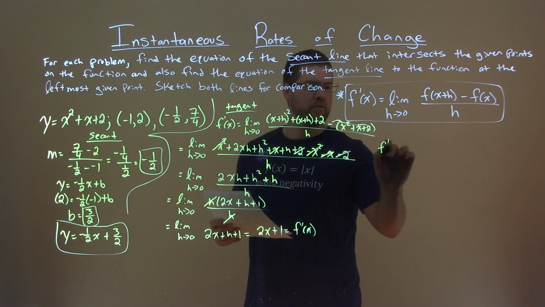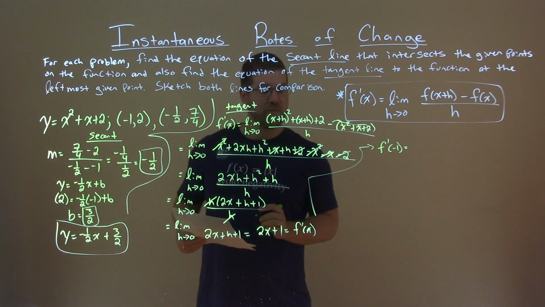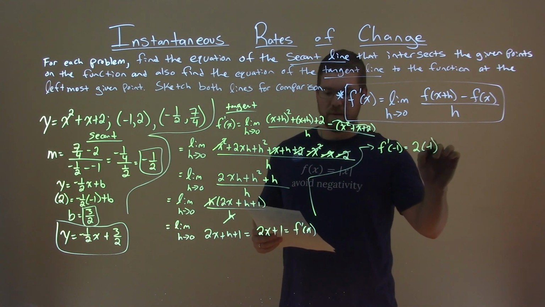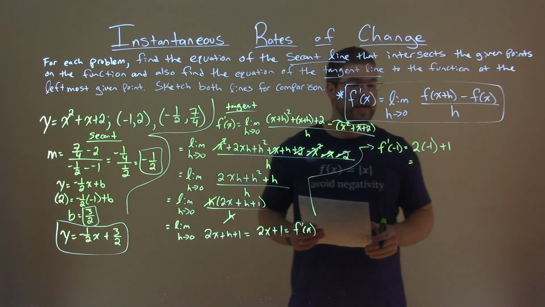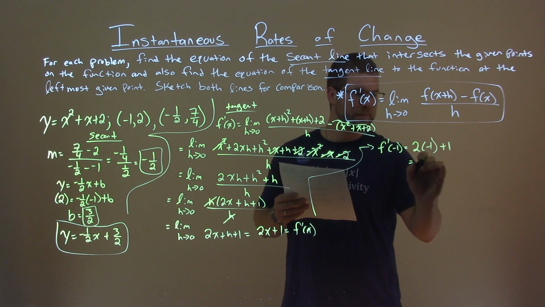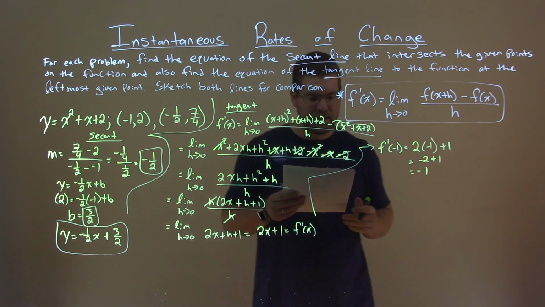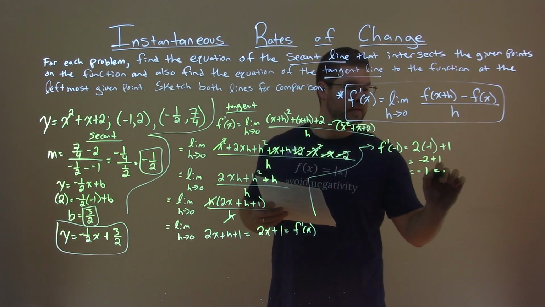We take our f prime of -1, and that's going to be 2 times -1 plus 1. Well, that comes out to be -2 plus 1, and we have a negative 1 here. So our slope value, our m, is negative 1.